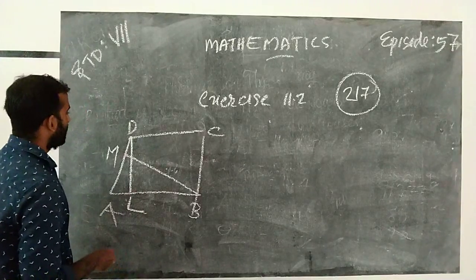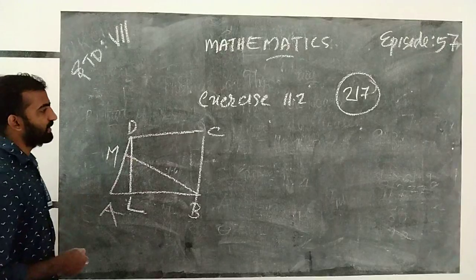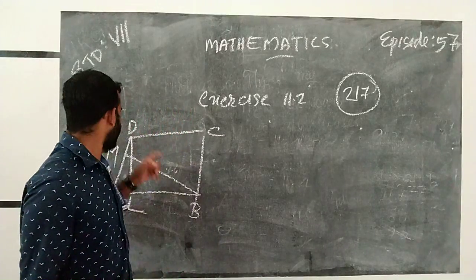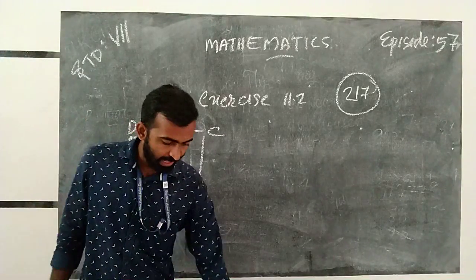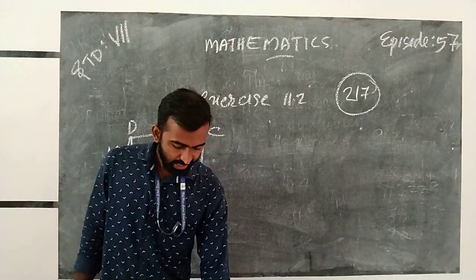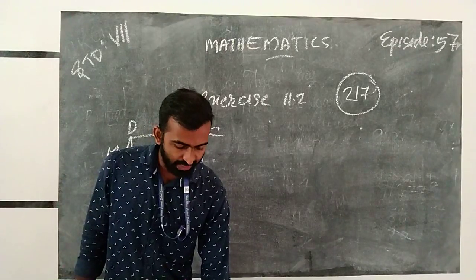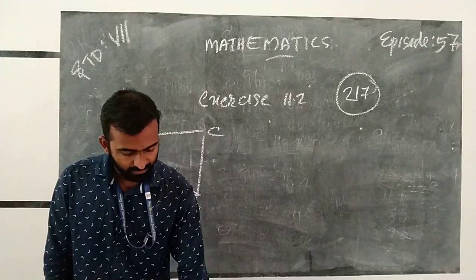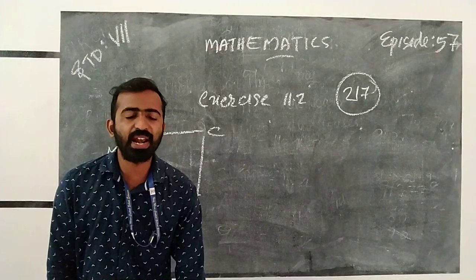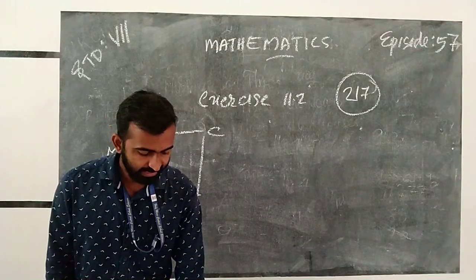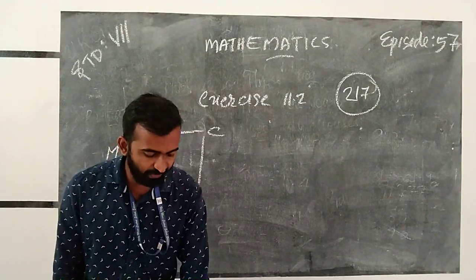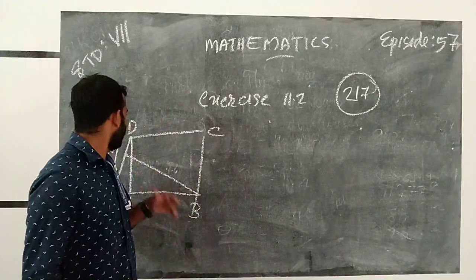And what is our question? I am repeating: DL and BM are the heights on the sides AB and AD respectively of the parallelogram ABCD. If the area of the parallelogram is 1470 centimeter square, AB equals 35 and AD equals 49, find the length of BM and DL.